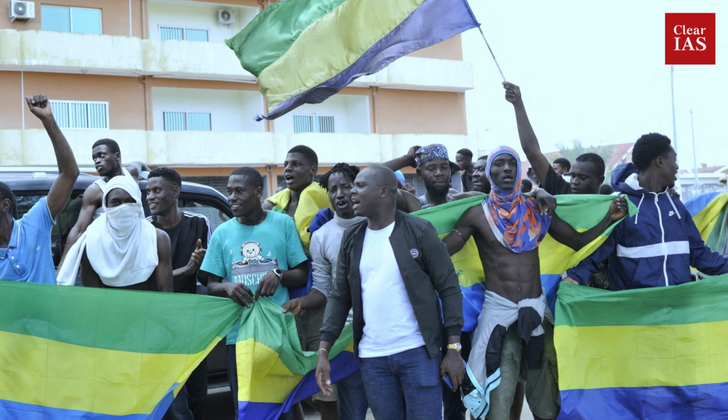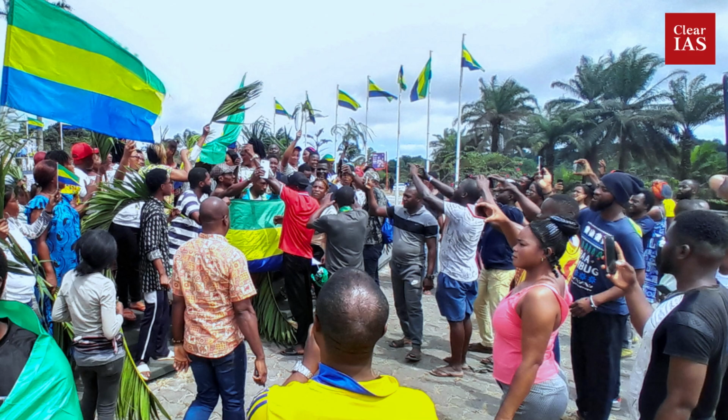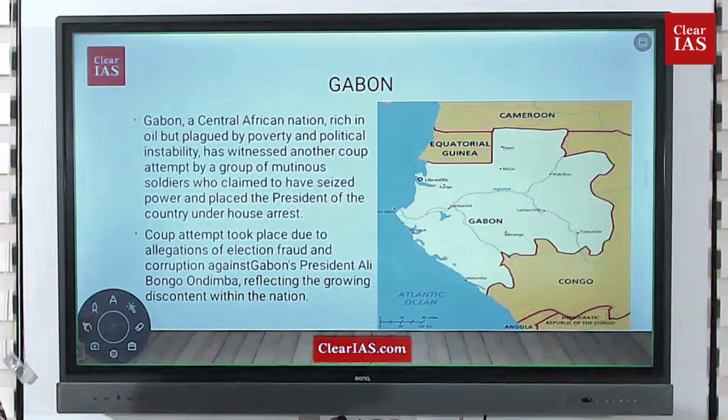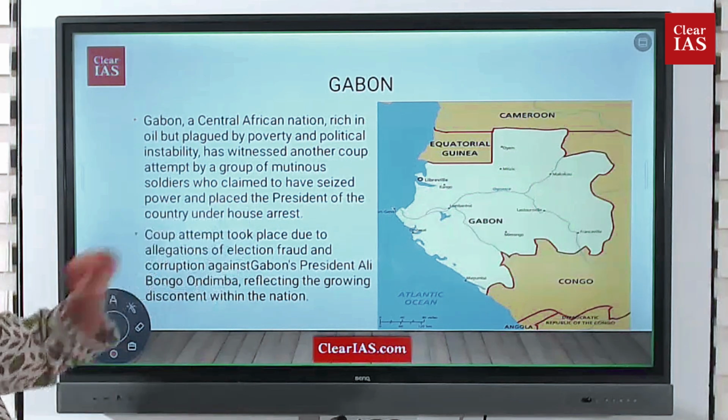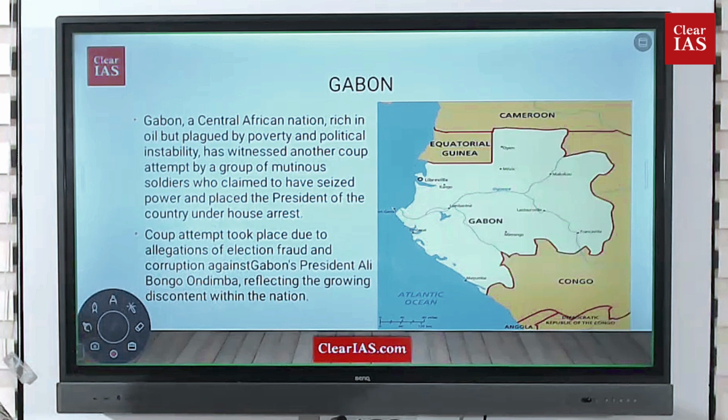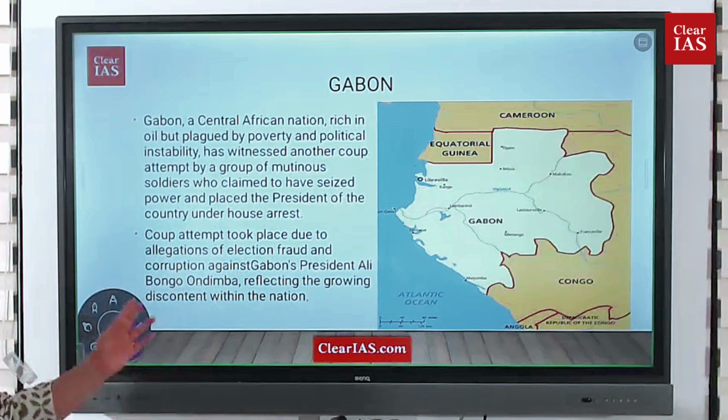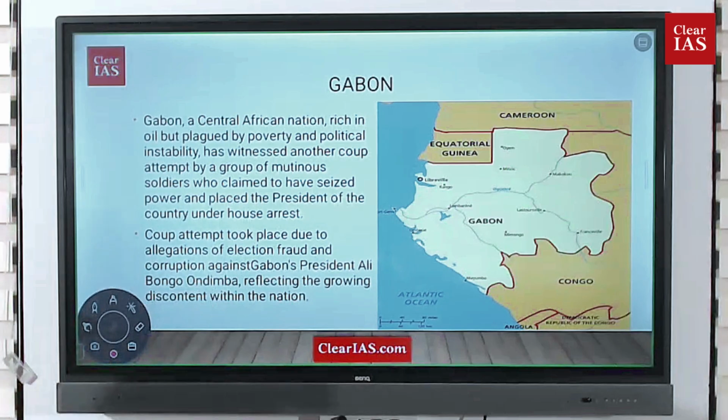There are coups happening because of the civil war. The soldiers are trying to seize power from the president, and the president is trying to fight back. The civil war is setting up. The coup attempt took place due to allegations of election fraud. This is a major problem in the majority of African countries. There is corruption. There is election fraud. Here also, Gabon's president was accused of election fraud, and the military tried to seize the power, and there was a fight happening in the Gabon region.